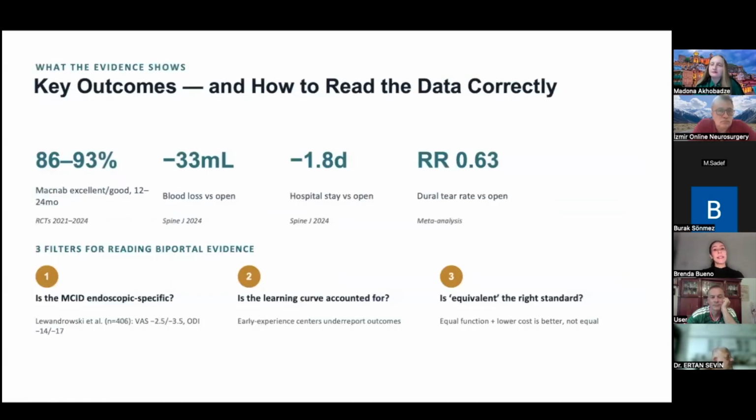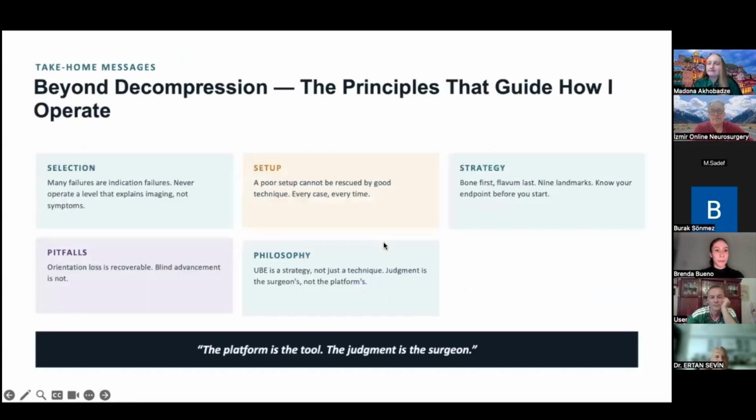And the papers say there are really good results even 1 year after the surgery. Really low blood loss. The hospital stay is really about 1 day. I don't keep them more than 1 day. Even after some surgeries, I send the patients home the same day. And of course, the complications are really lower.